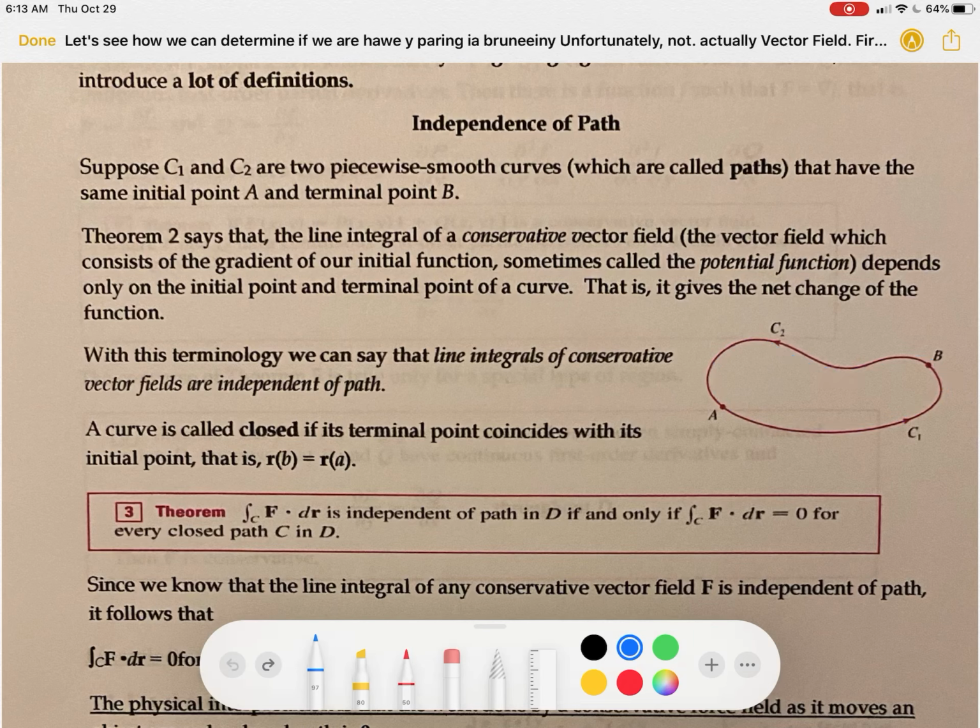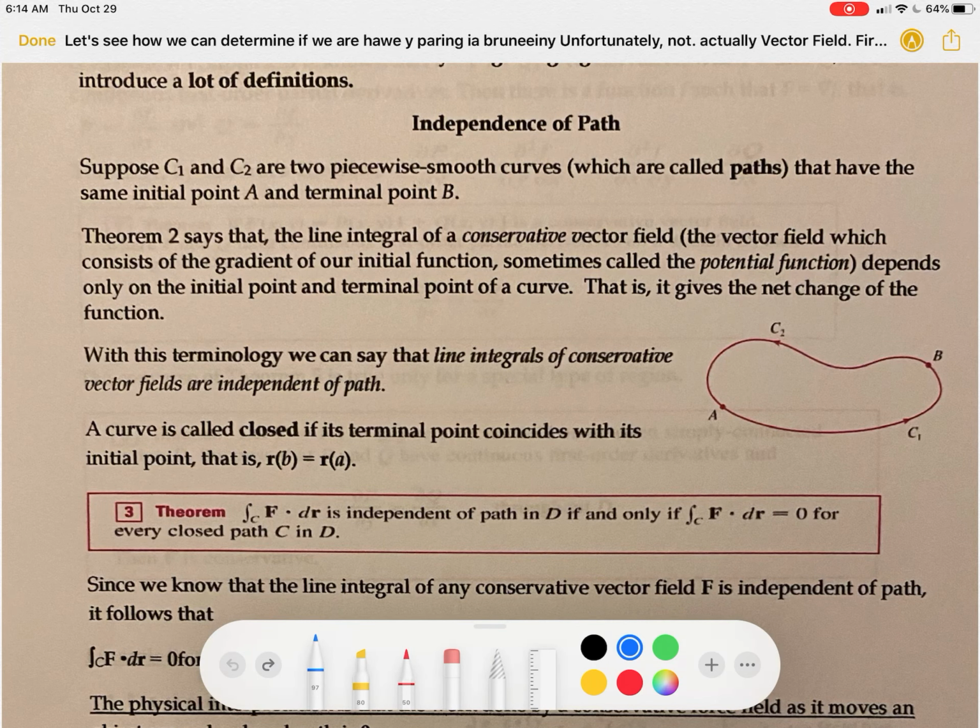So that's why we can say theorem 3, the line integral, again, that's just meaning the line integral. The line integral is independent of path in D if and only if the line integral of F dot dr is equal to 0 for every closed path C in D. C representing our path, and D is the region.